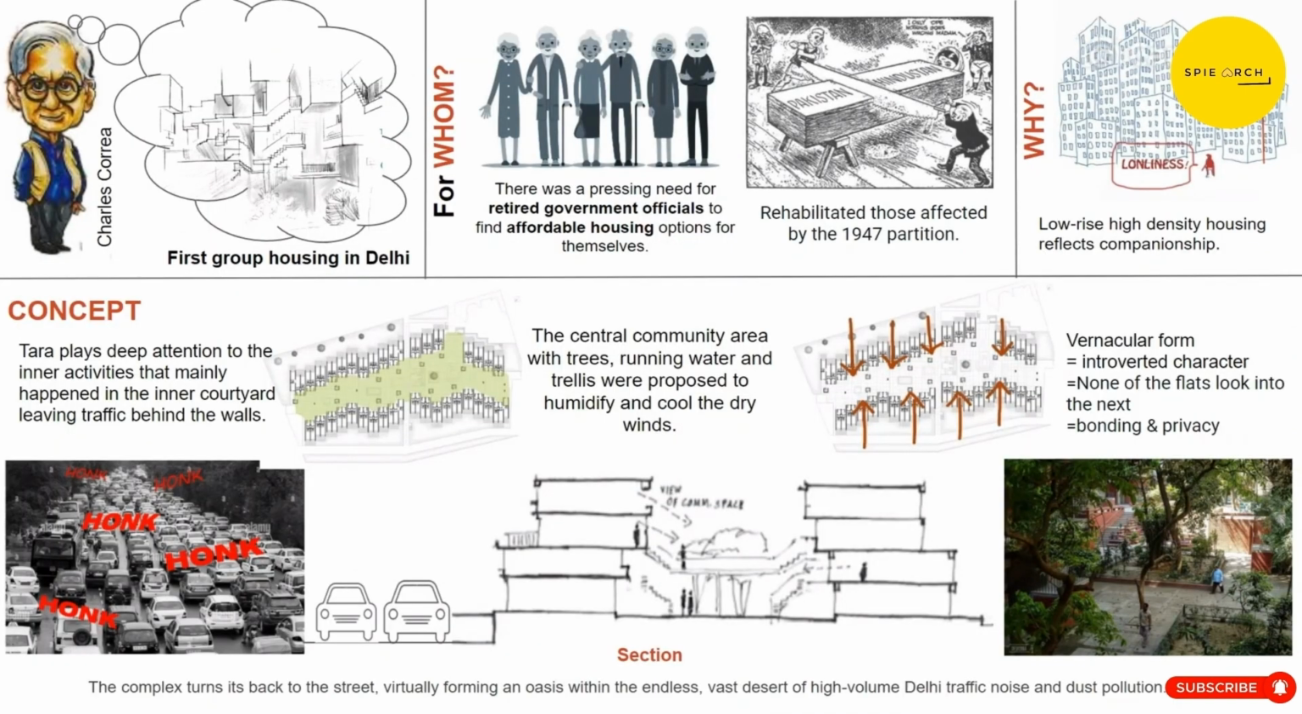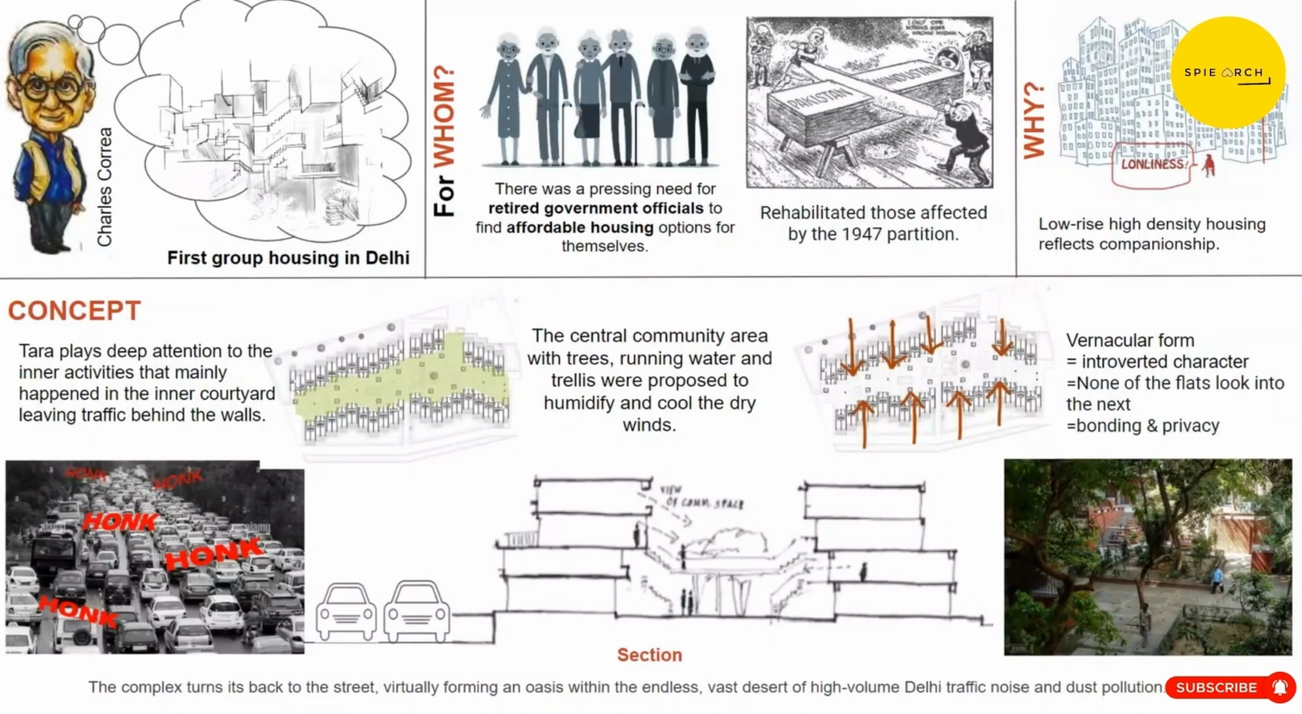After the 1947 partition, there was a need to rehabilitate the retired government officials into affordable housing, and this project was given to Charles Correa as the first group housing project in Delhi. Now, he believed that high-rise buildings can make a person feel lonely. So he designed a low-rise, high-density housing that reflects companionship.